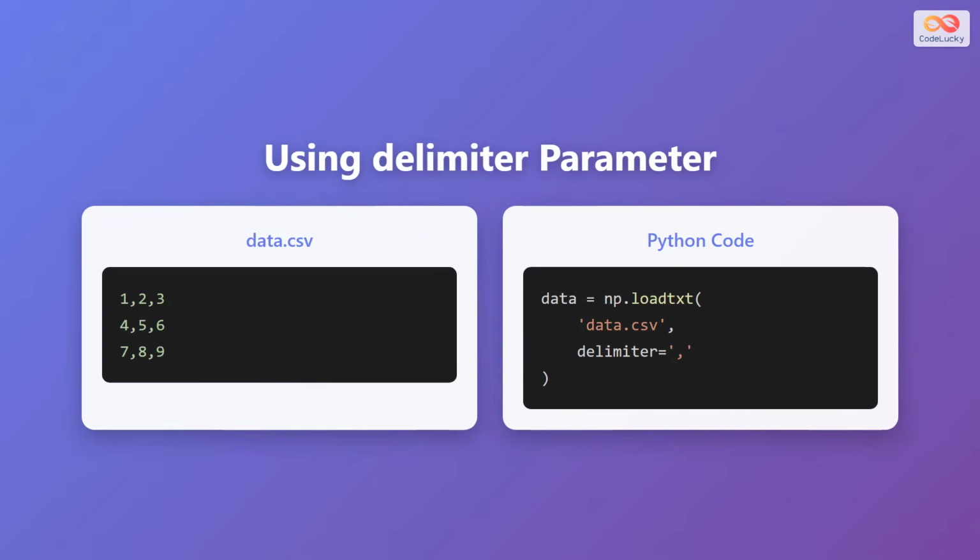Here's an example using the delimiter parameter. If your data file uses commas as separators, like in a CSV file, you need to tell loadtxt about this. Simply add delimiter equals comma as a parameter. This tells NumPy to split the values at each comma instead of using the default whitespace separator.